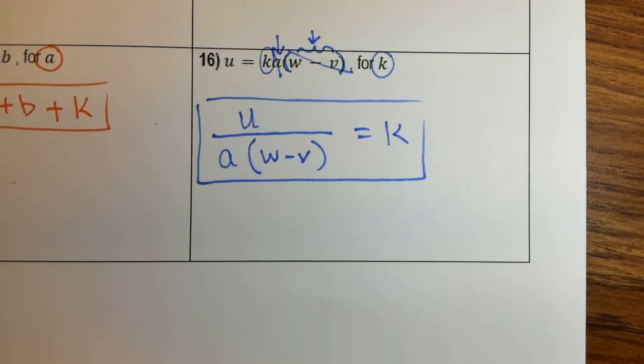There is my answer. So again, I'm multiplying K times two things, so I divide by those two things. It's just one thing is a letter and one thing is a parentheses. Okay? Oh, wow, that's already the end of the video. Awesome. Okay, so that was 9 through 16.